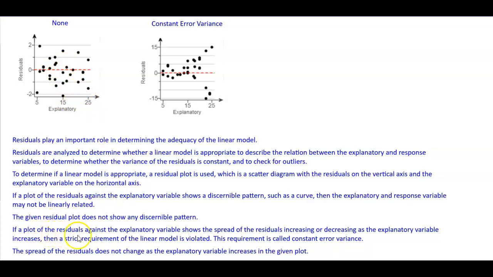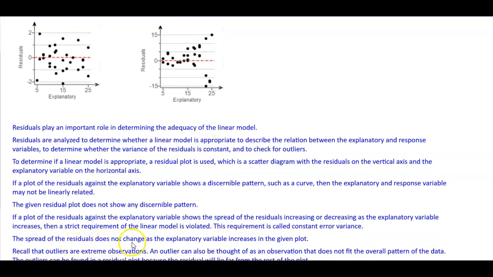Now, if a plot of the residuals against the explanatory variable shows the spread of the residuals increasing or decreasing as the explanatory variable increases, then a strict requirement of the linear model is violated. This requirement is called constant error variance. If you look at the one on the right, you can see it's increasing here on the right and then decreasing here on the right as well. So that would be considered a violation of constant error variance. Now, the spread of residuals does not change as the explanatory variable increases in this given plot over here.